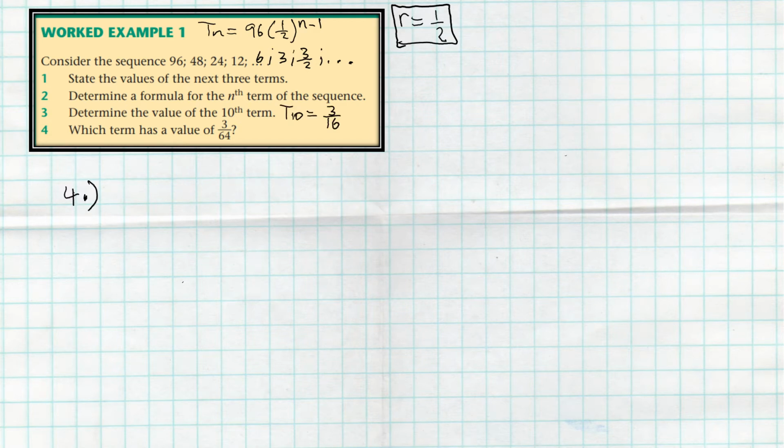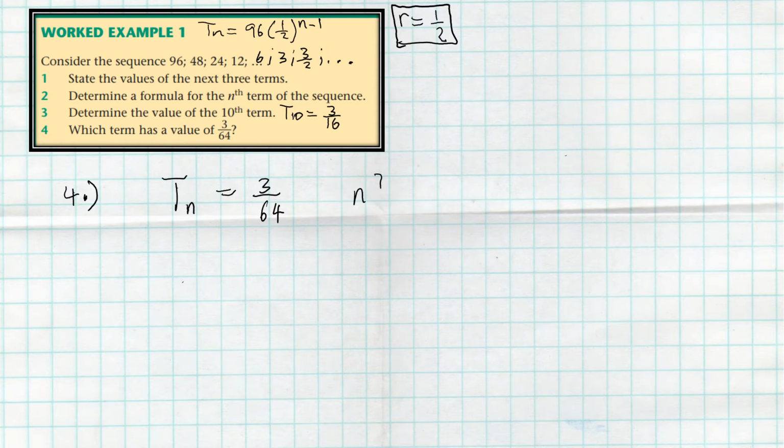Okay, let's now move to question 4. Which term has the value of 3 over 64? What do they need now? They need the term number. To say which term, we don't know the term, that's why we are putting n, has the value of 3 over 64.